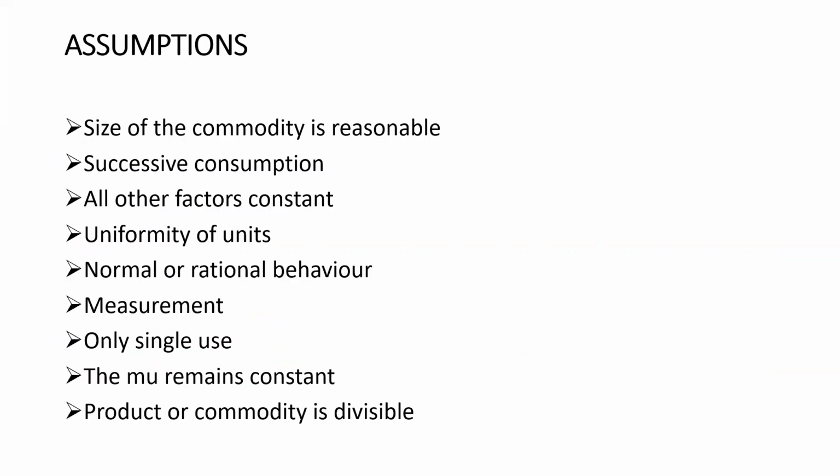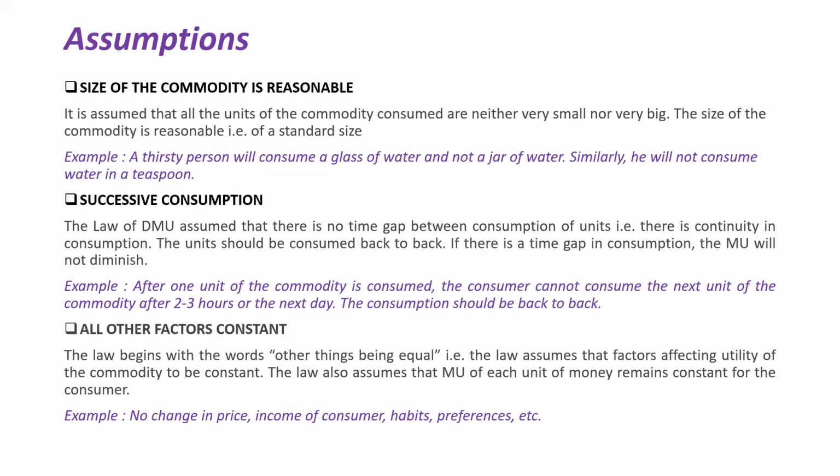Assumptions: the size of the commodity is reasonable, successive consumption, all other factors are constant, uniformity of units, normal or rational behavior, measurement, only single use, the MU of money remains constant, and the commodity is divisible. When we speak of the definition, the phrase other things remaining the same refers to these basic assumptions. If all the assumptions remain constant, then this law is applicable. Otherwise, this law is not applicable.